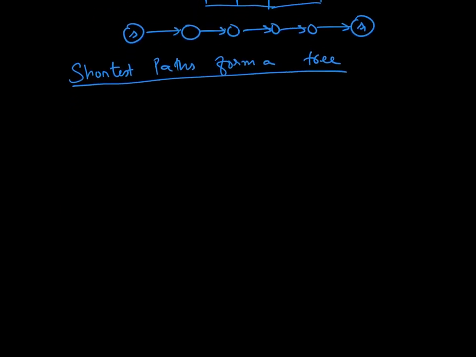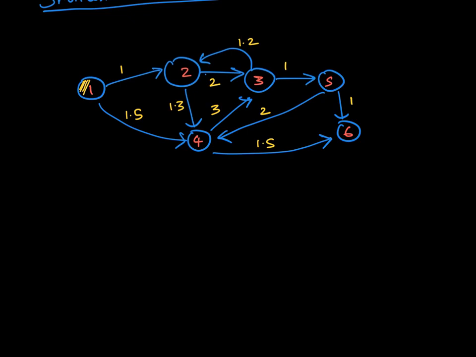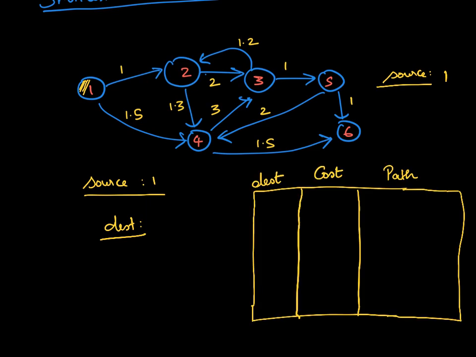So let's take an example. Here is a graph, and I would like to have a source vertex of 1. And I would like to know the shortest path from the vertex 1 to every other vertex in the graph. So the result is going to be a table. The source is 1. And what are the destinations? I build a table for various destinations. The destination could be 1, the source itself, 2, 3, 4, 5, and 6.